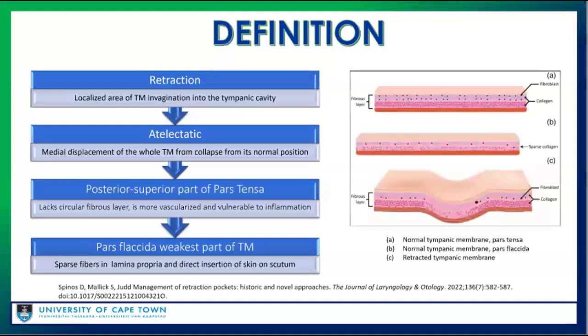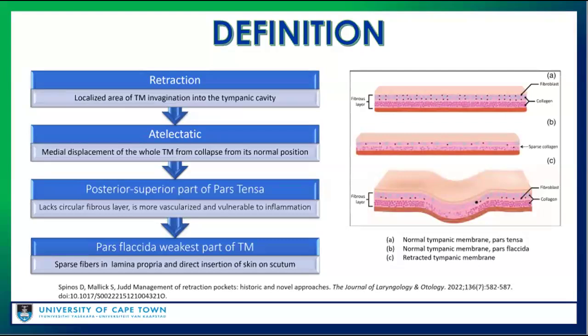So what is a retraction pocket? A retraction pocket is a localized area of tympanic membrane invagination into the tympanic cavity. An atelectatic membrane, on the other hand, refers to medial displacement of the whole tympanic membrane from collapse from its normal position. If one looks at the image on the right, you can see labeled A is a pars tensa, labeled B is a pars flaccida, and labeled C is a retracted tympanic membrane.